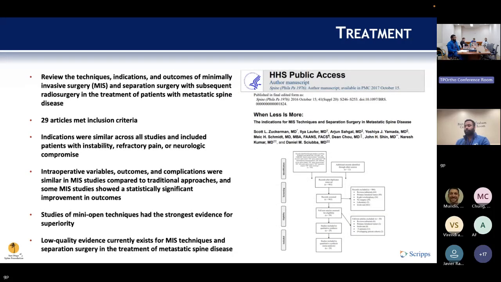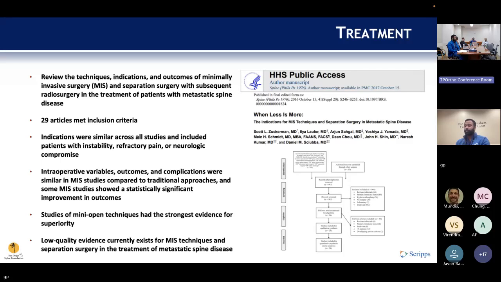Finally, this was a review paper looking at techniques and indications of MIS surgery. Of course, we're in San Diego, so we got to talk about MIS surgery. It doesn't have a tremendous role here in tumor surgery, but nonetheless, it was an interesting paper to look at. They looked at separation surgery, which is basically trying to remove the metastatic burden from close to the neural elements to allow for radiosurgery of these tumors.